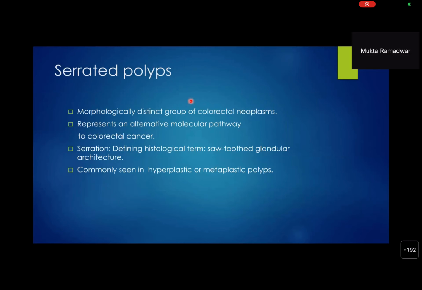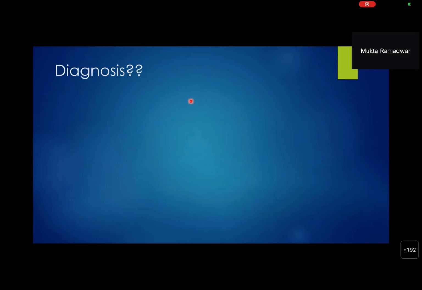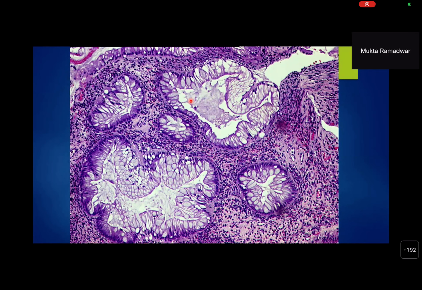So serration is a defining histological term, which is a sawtooth glandular architecture. It is commonly seen in hyperplastic polyp. Earlier, they used to be called metaplastic polyps. So remember this morphology. This is what we call serrations, right?